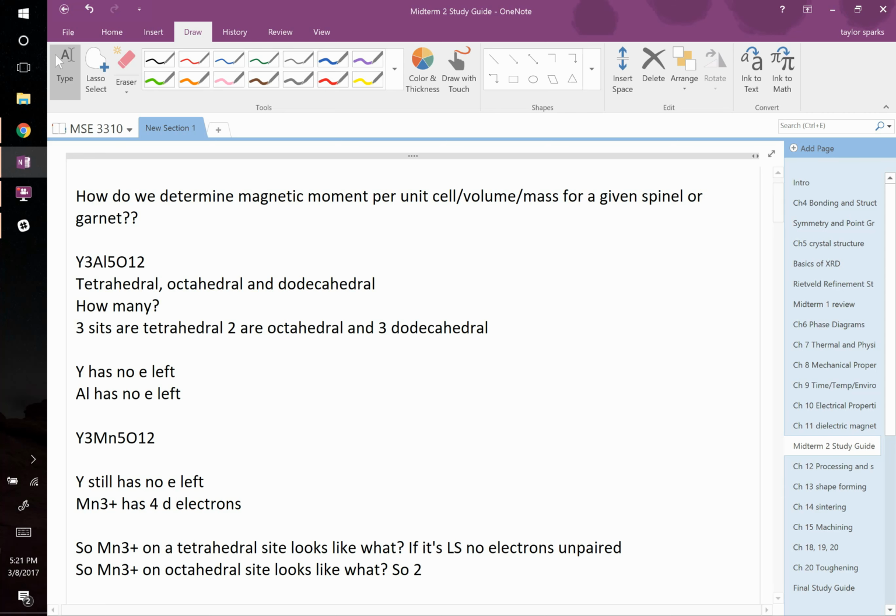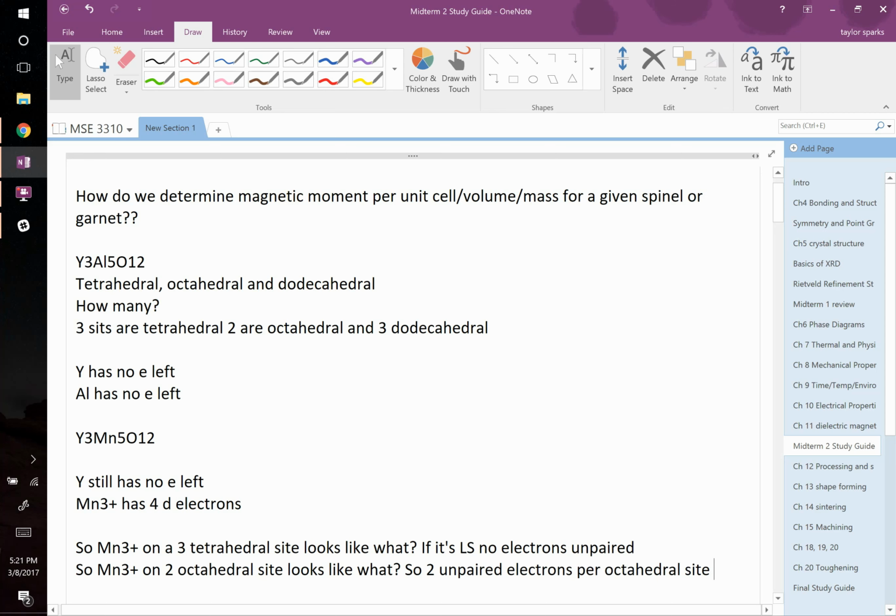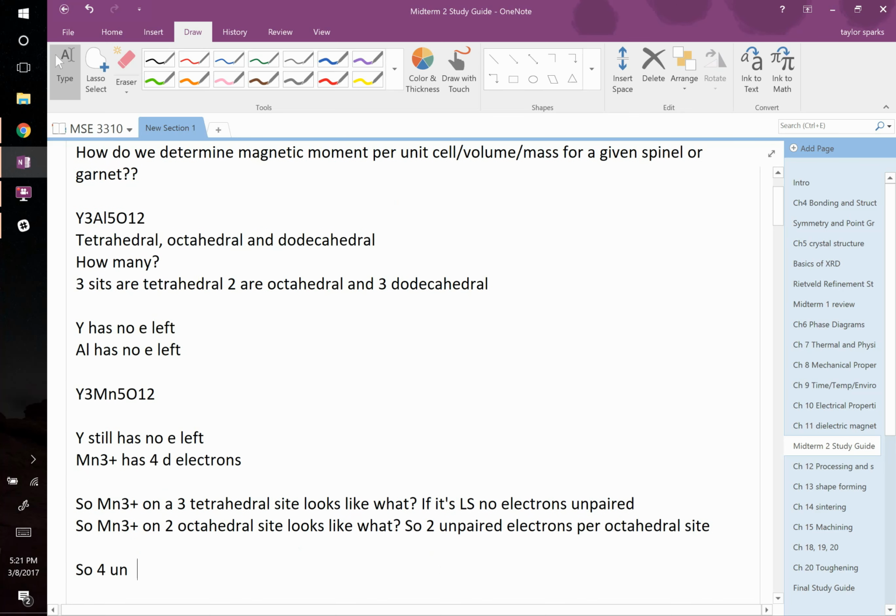Okay? So manganese on the, how many octahedral sites? We said there are 2 octahedral sites, and there are 3 tetrahedral sites, right? So there are 2 unpaired electrons per octahedral site, and there are 2 octahedral sites per formula unit. Therefore, we have 4 unpaired electrons per formula unit. That makes sense? So 4 unpaired electrons. When you say 2 octahedral sites, literally mean octahedral. Like that's one site, and there'd be another one just like that. And each one of those, we decided that there are 2 unpaired electrons per site, right?